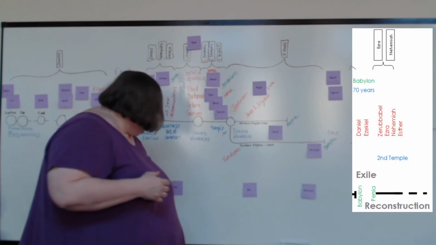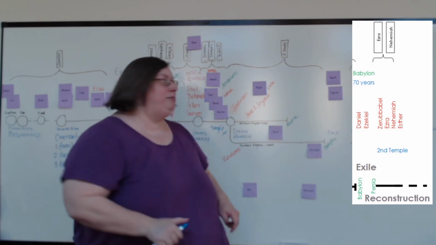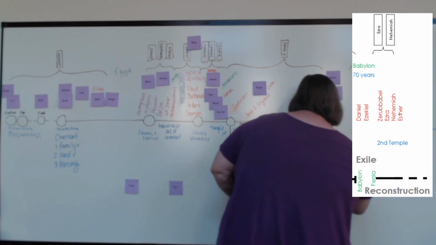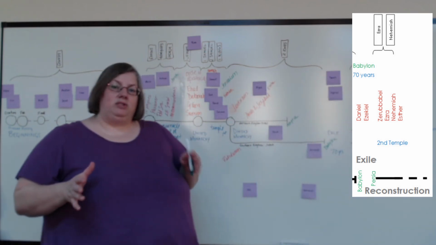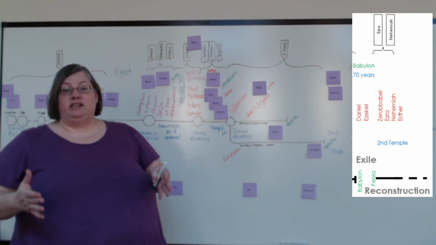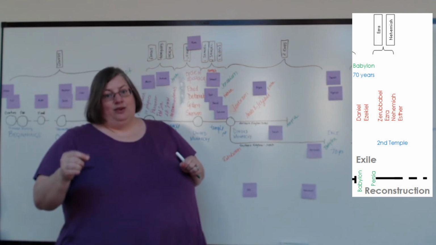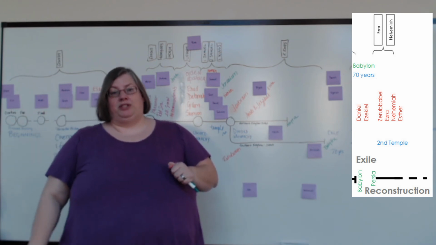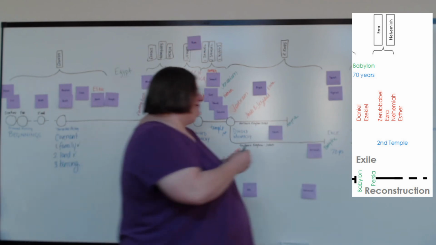The exile is going to last for 70 years. That's what Jeremiah predicted. And we see that that is indeed the case. Now, what's interesting is that Jeremiah predicted not only would the exile last for 70 years, but the exile would end when the king Cyrus would allow the Jews to return to Jerusalem. Cyrus was not a Babylonian king. He was a Persian king.